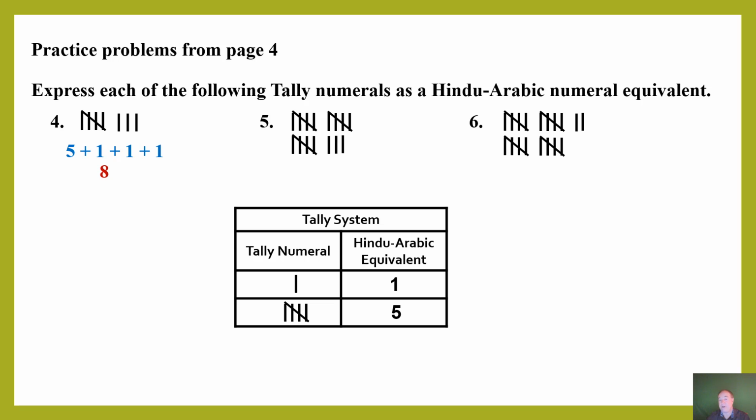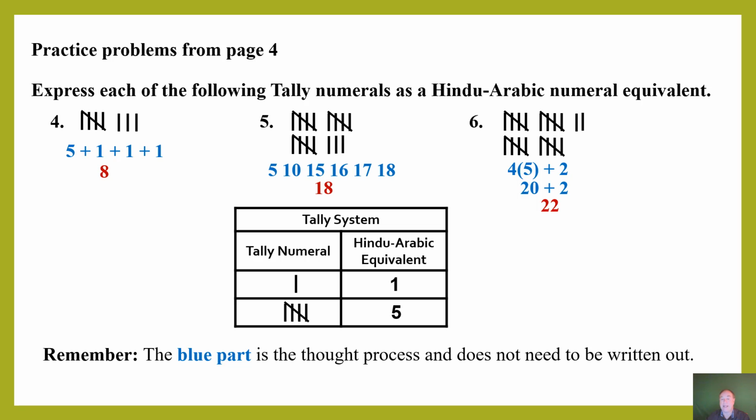If I use counting for number 5, 5, 10, 15, 16, 17, 18. If I use multiplication and addition, it'd be 4 times 5 plus 2, which would be 20 plus 2, which would be 22. Okay? Just showing you the different strategies. You may use whichever strategy you wish. And again, remember the blue part is the thought process.